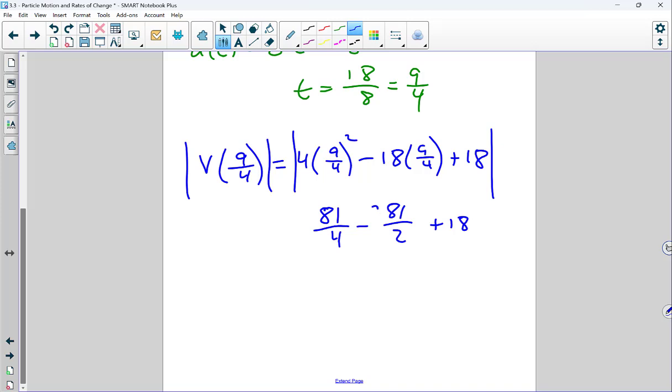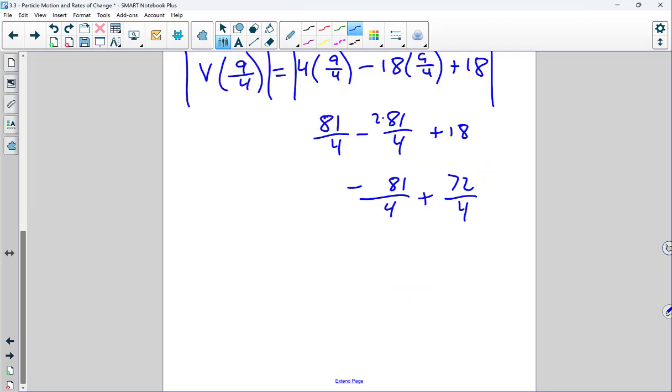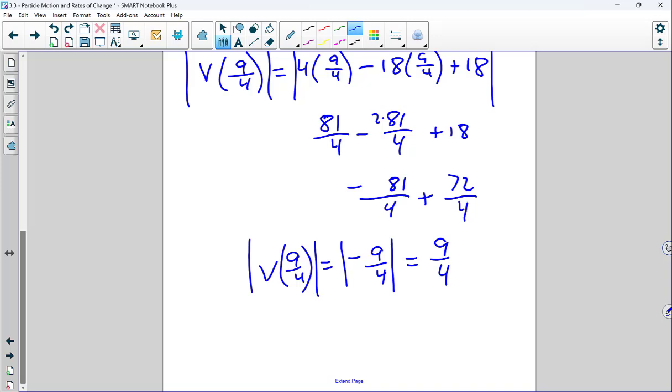And then I'm going to recognize, if I multiply top and bottom by 2, I got 81 over 4 minus 2 81s over 4. So this becomes negative 1 times 81 over 4, or just negative 81 over 4, plus 18, which is really 18, 36, 72 over 4. So that is 9 apart, so negative 9 over 4. So the velocity at 9/4 is negative 9 over 4. The speed then would be positive 9 over 4. Final answer.